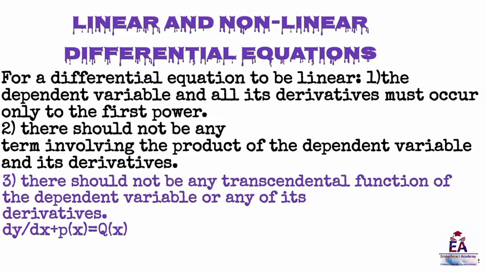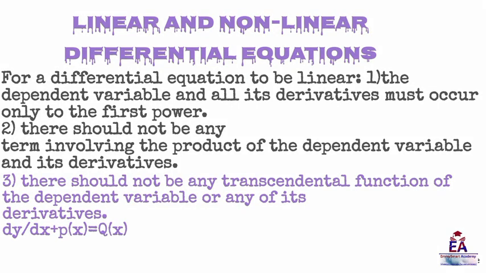So it should not be seen, and also there should not be any transcendental function. Transcendental functions basically are trig functions of the dependent variable or any of its derivatives. So maybe we talk about something like cos x, cos y, or tan y, all those. So we have this form: dy/dx plus p of x times y equals q of x. So that's basically the form.